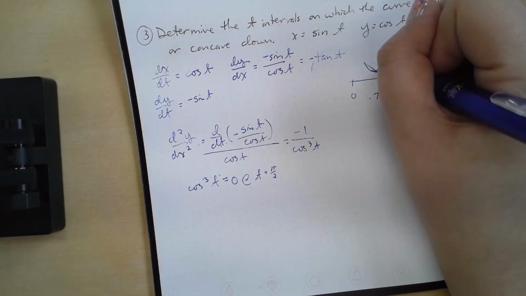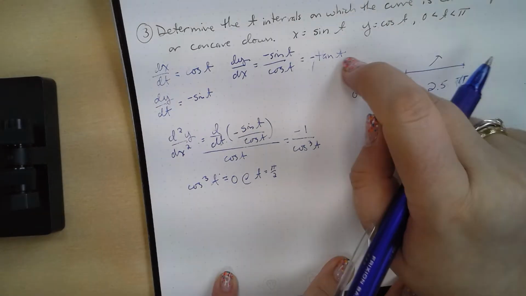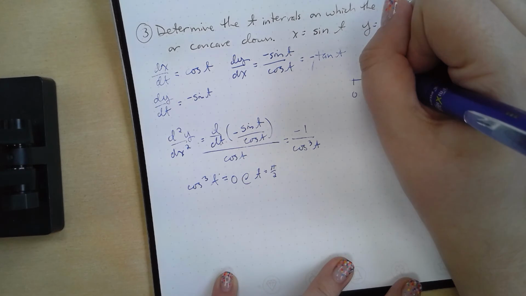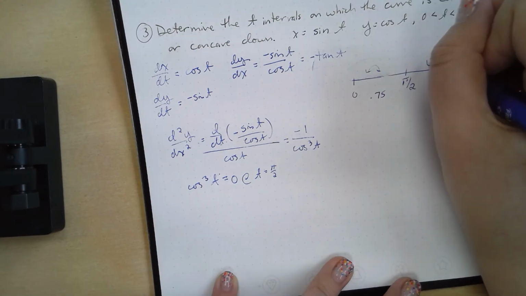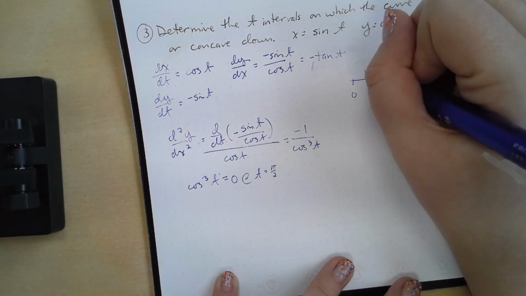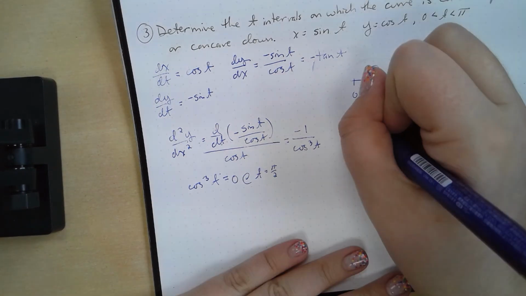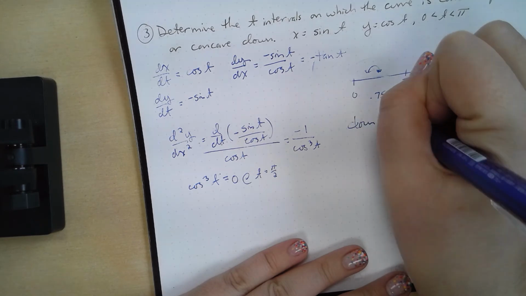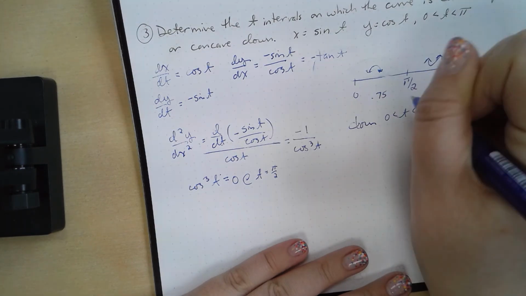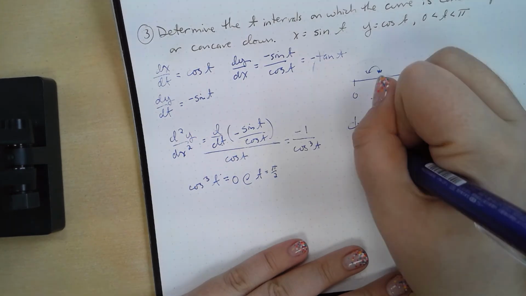Concave down and concave up. I like drawing the little concave. I think it's just cute. So this is concave down from 0 is less than t is less than pi over 2, and up from pi over 2 is less than t is less than pi.